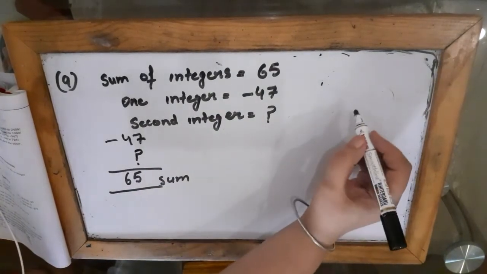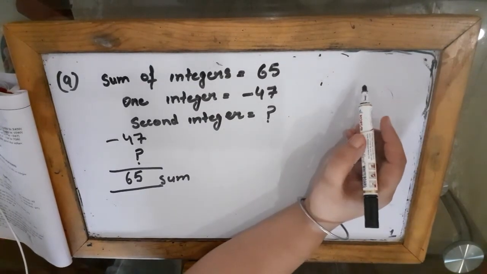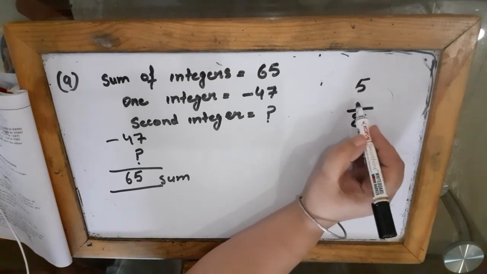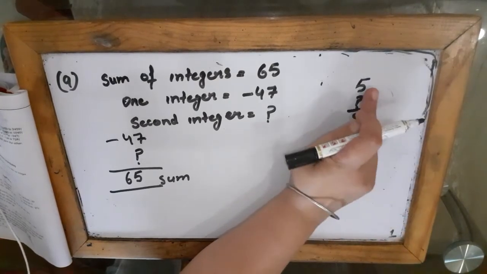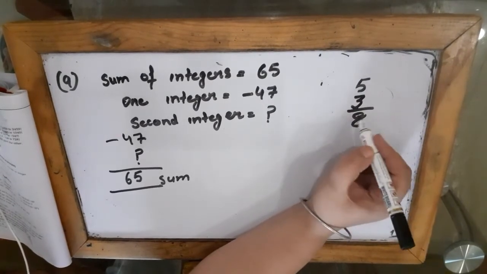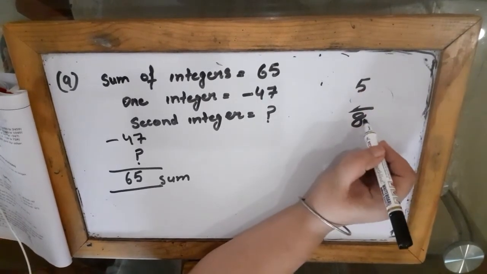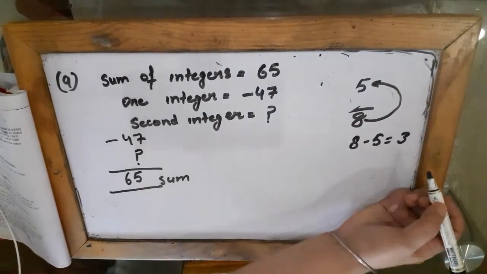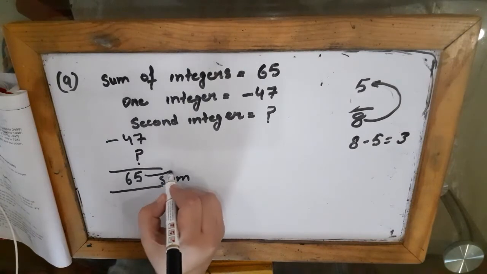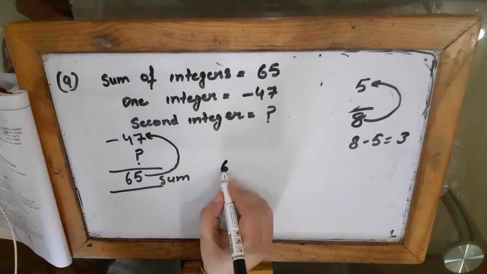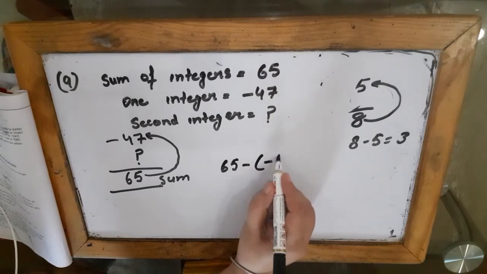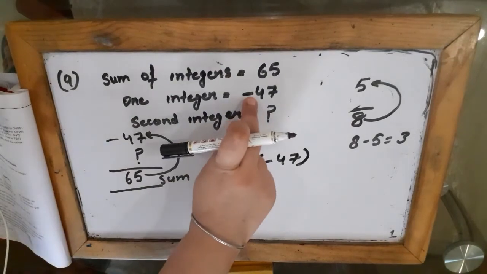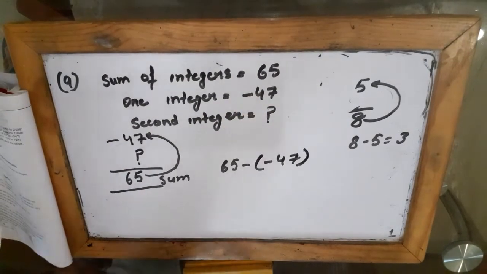So what if I take another example? Suppose one of the integers is 5 and their sum is 8, what will be the second integer? It will be 3. How will you get it? If you subtract from the sum this integer, 8 minus 5, you will get 3. So what it means is that I have to subtract minus 47 from 65. From 65, if I subtract the one integer, I will get the second integer.